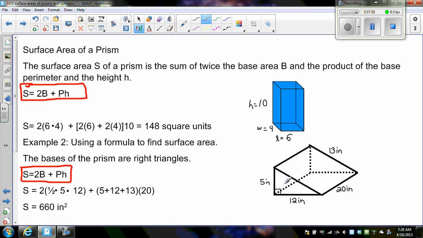What I would do is mark on here that this is my base, and the area of my base is 5 times 12 times 1/2, and this is my height, and I would label this long edge as 13, just so I remember, because I know these two are the same.